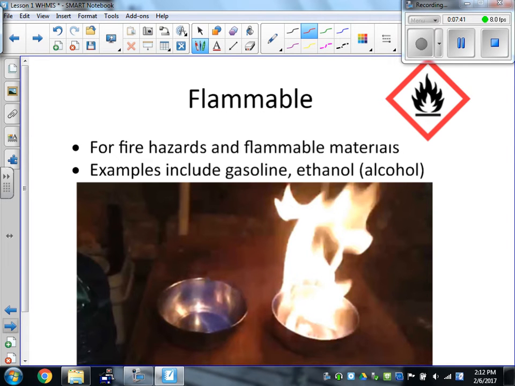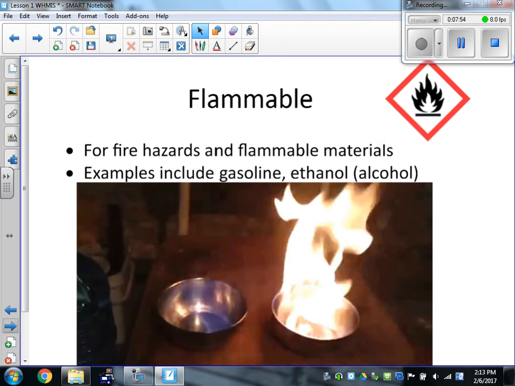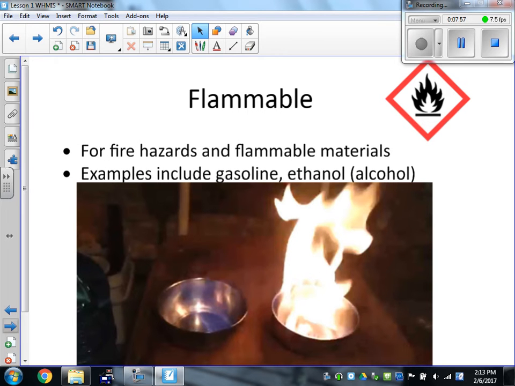Flammable. Okay, so that's the one for flammable there, and of course flammable is for fire hazards and flammable materials. Okay, that got kind of cut off there. Let me fix that. I can bring this down a little bit here. Okay. Examples of this include gasoline and ethanol, which is an alcohol. Okay, usually not the kind that you would want to partake in. This one is the kind they put in gasoline. You don't want to drink that.